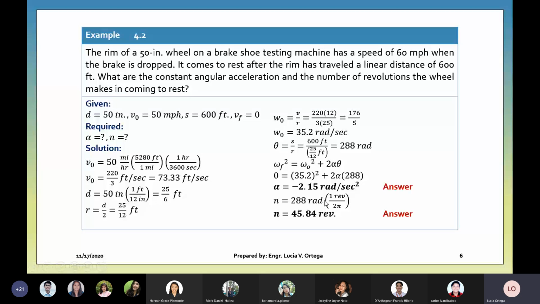So N is related to theta. N is the angular distance, 288 radians, times 1 revolution per 2 pi radians. So from that, you can determine the number of revolutions. So that is 45.84 revolutions. Okay. After that number of revolutions, the wheel will come to rest.